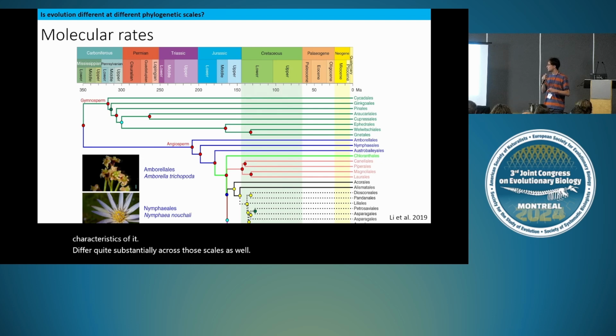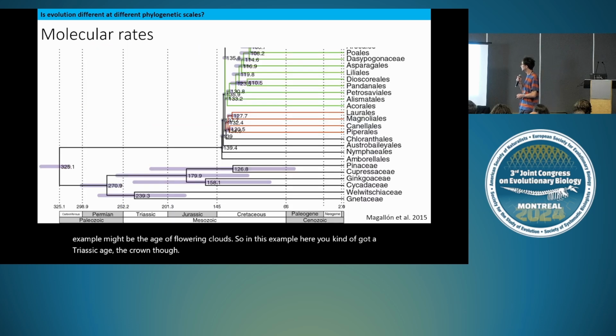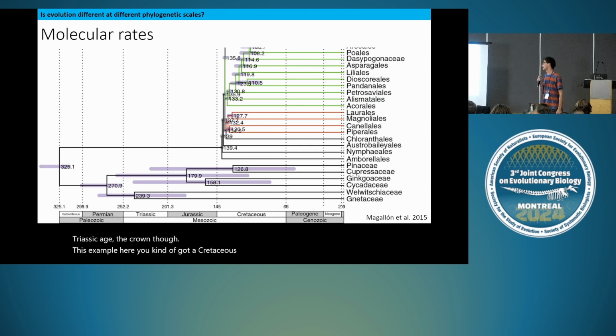Again, I think quite good evidence of that comes from divergence time estimates. An example might be the age of flowering plants. In this example, you've got a Triassic age for the crown node. In this example, you've got a Cretaceous origin time.